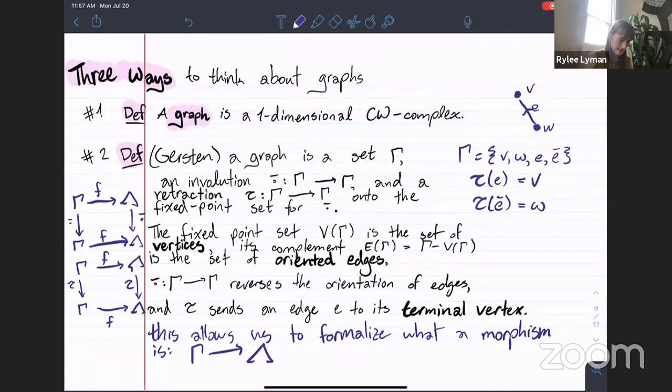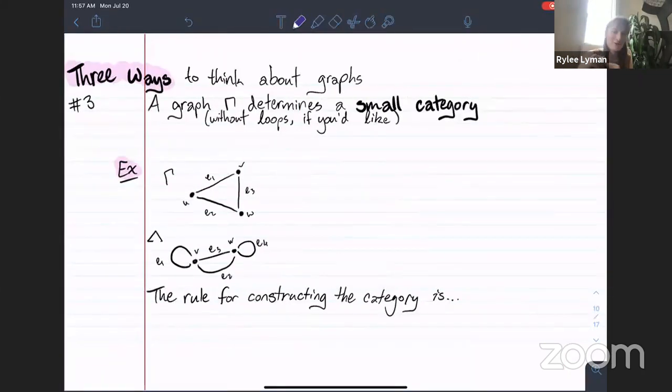Cool, great. What's my third way of thinking about a graph? Oh, you guys, I'm very sorry. So a graph determines a small category. I know that this is geometric group theory and we don't necessarily love categories, so let's just break it down. It's not going to be that bad. Haefliger calls it a scwol, a small category without loops, but it doesn't matter. What you do is, so what is a category? It has objects and arrows, kind of like a graph, but not quite the same.